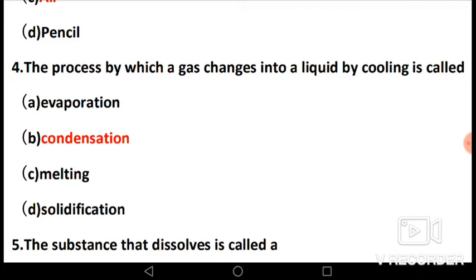You can also think of condensation in terms of being the opposite of evaporation. Means the condensation is the opposite of evaporation.